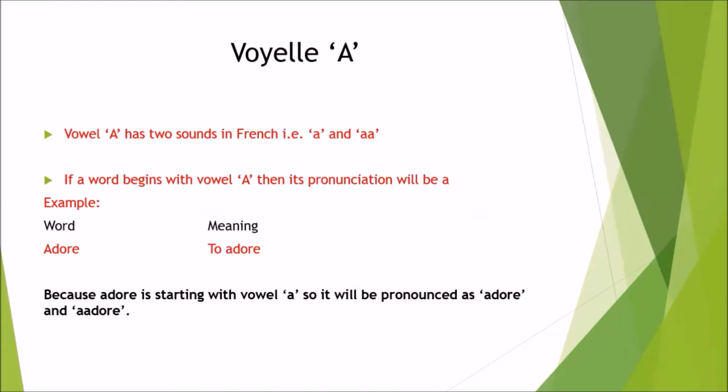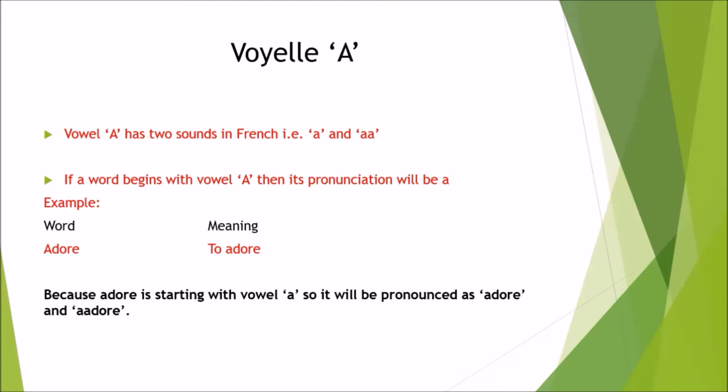Let's talk about vowel A first. Vowel A has 2 sounds in French. For example, A and A. If a word begins with vowel A, then its pronunciation will be A.